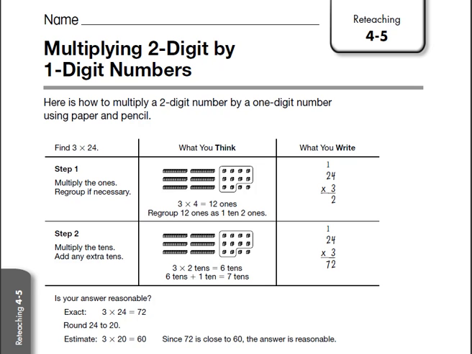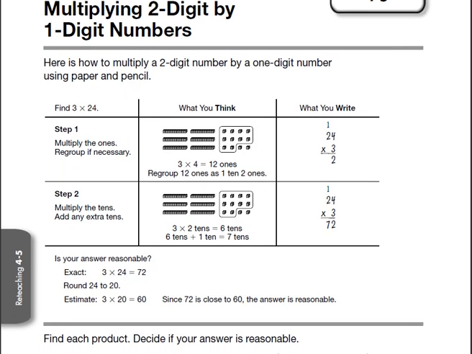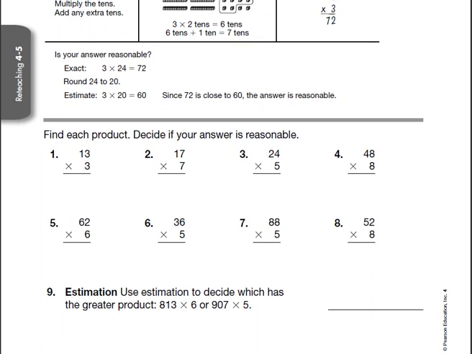Okay, good afternoon, class. Tonight's homework is 4-5, which we are again working on multiplying two-digit numbers by one-digit numbers. And so if you start on the reteach side, again, we have two different methods of doing these problems. The first method, let me zoom in here for you.